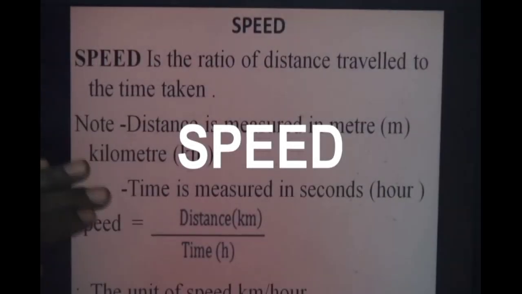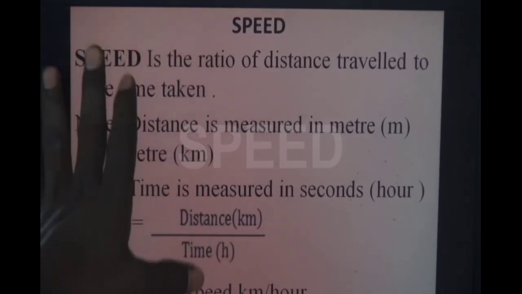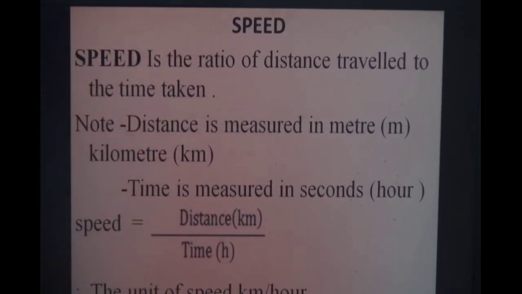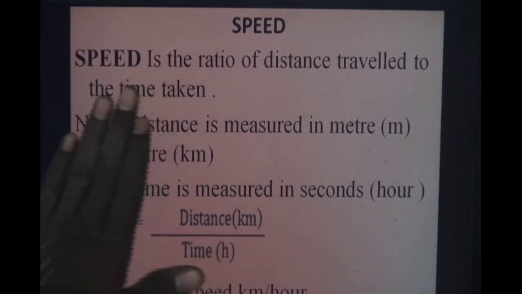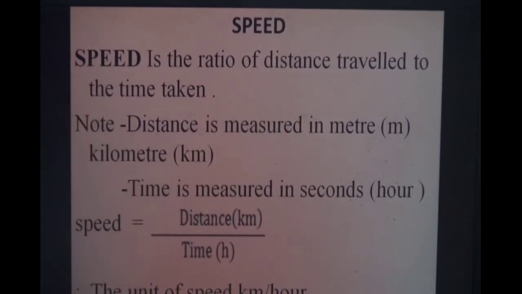Now let us see something which is called speed. Speed comes from measurements. Speed is part of mathematics, but we also learn it in science. So let us learn a little bit about speed. Before we learn about speed, we have to know the definition of speed.